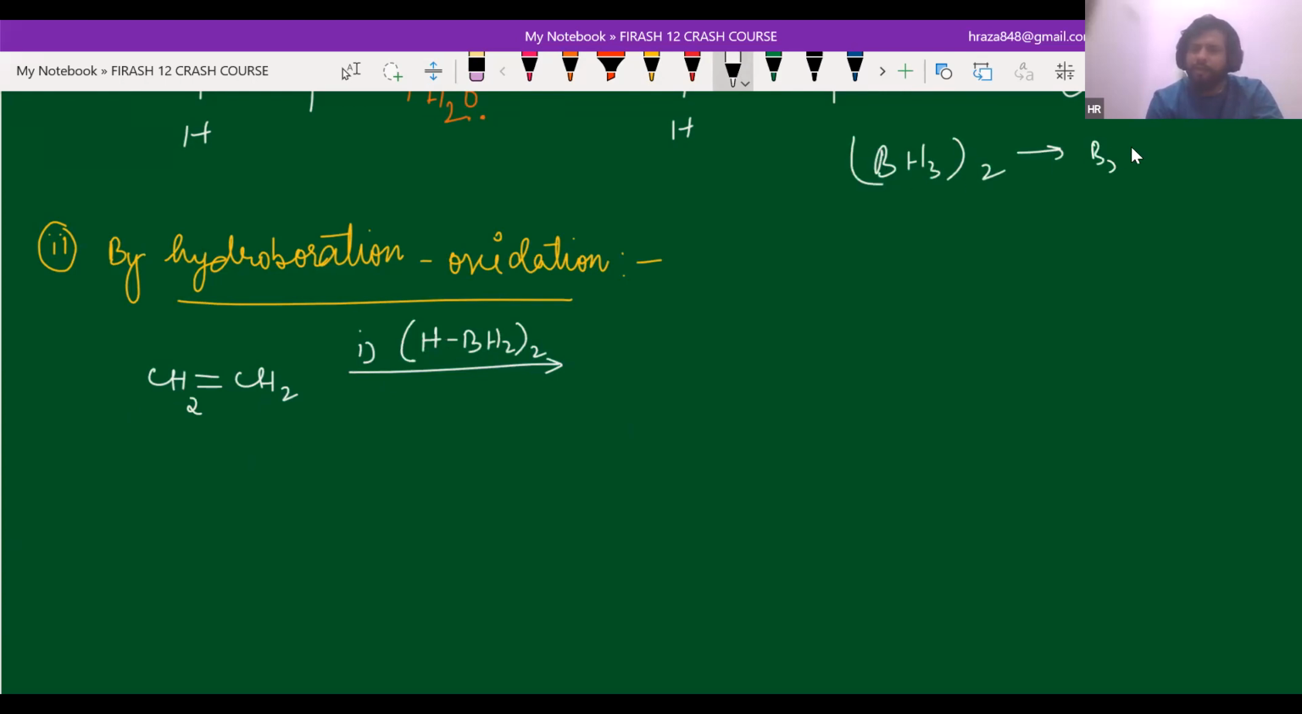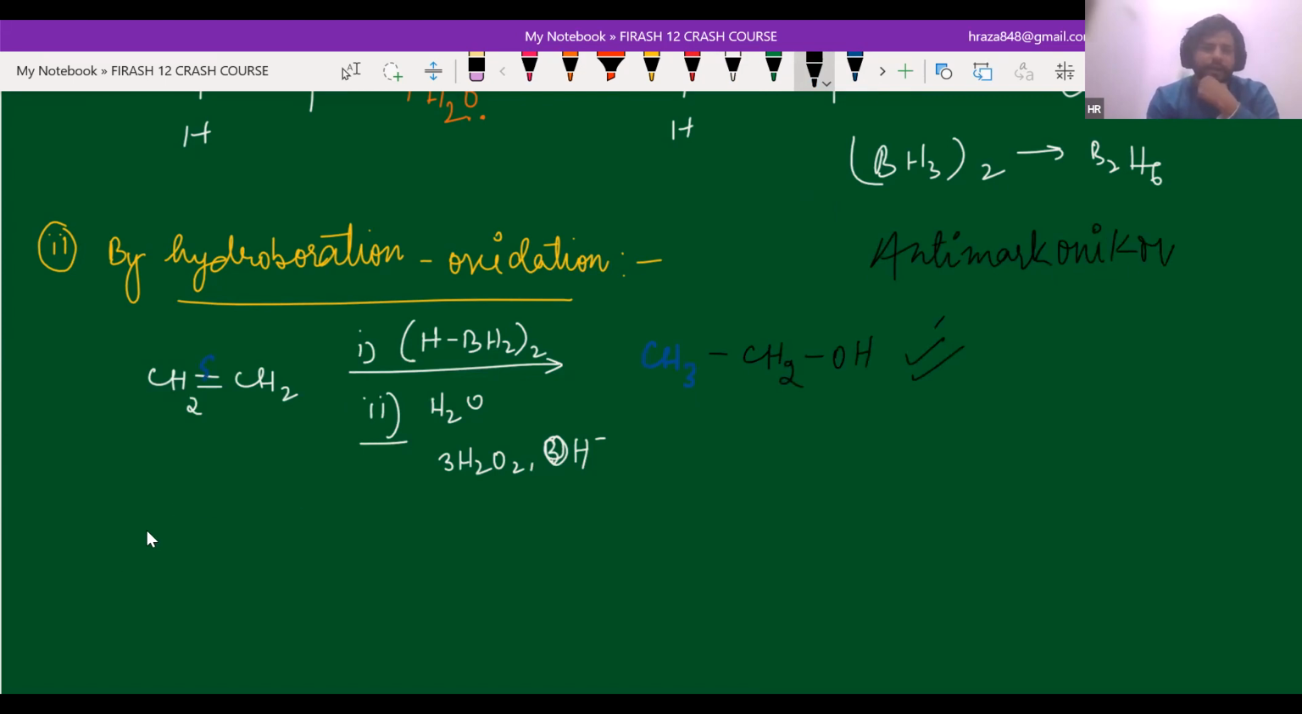And in the second step, you are going to do hydrolysis in the presence of H2O2, hydrogen peroxide, and base. Then what it will give, it's very easy. One of the bond will be broken and it will give CH3 and then CH2OH. It follows generally anti-Markovnikov. I will explain the mechanism also. Anti-Markovnikov. If you have propene like CH3, CH double bond CH2, what you need to make is primary alcohol.